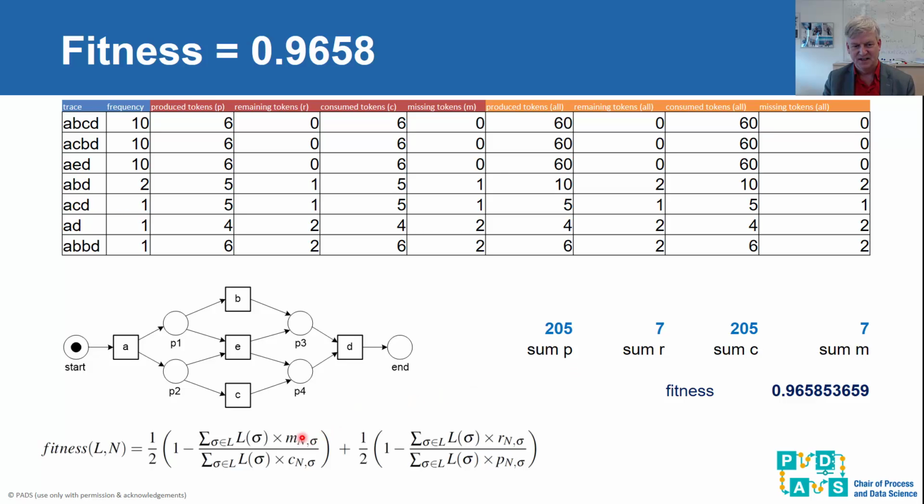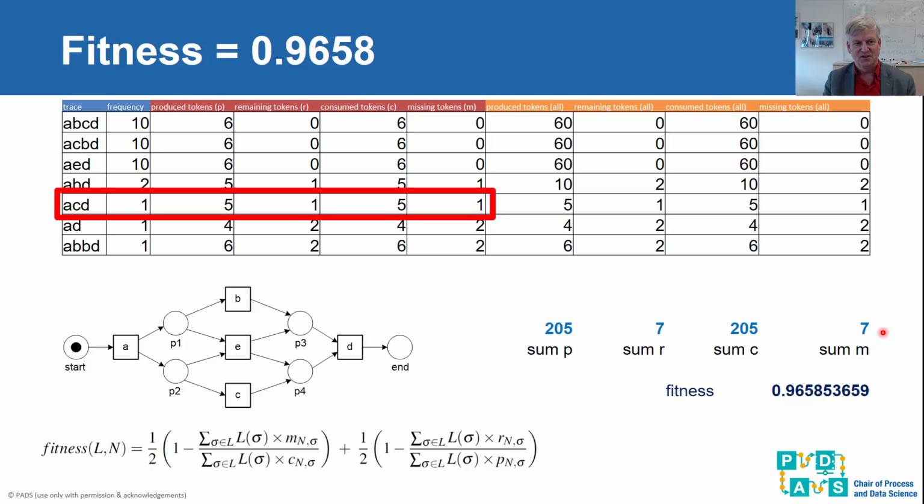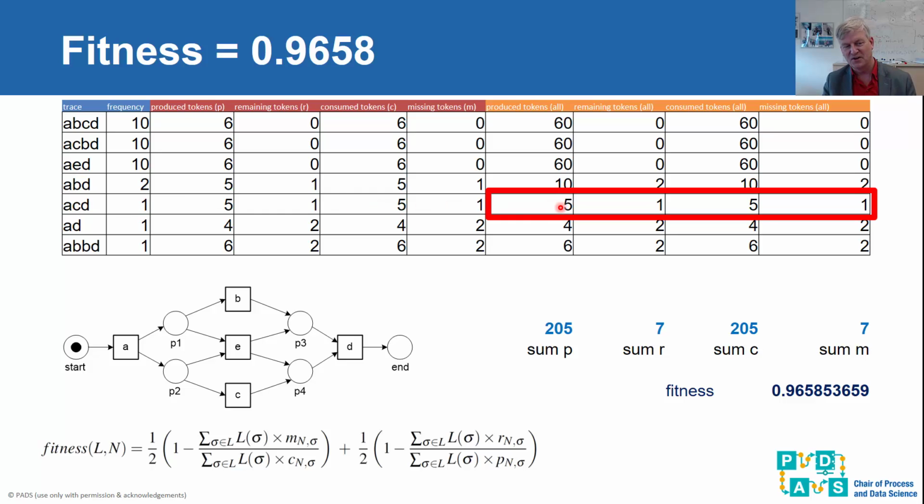So this part, the total number of missing tokens, is equal to 7, etc. So this was the trace that we looked at. So the numbers 5, 1, 5, 1 you could also see on the previous slide. This trace is happening only once. So if we look overall at all the cases that follow this pattern ACD, the values are exactly the same.